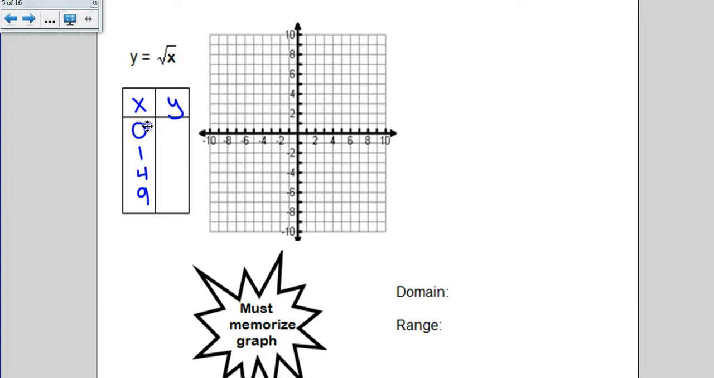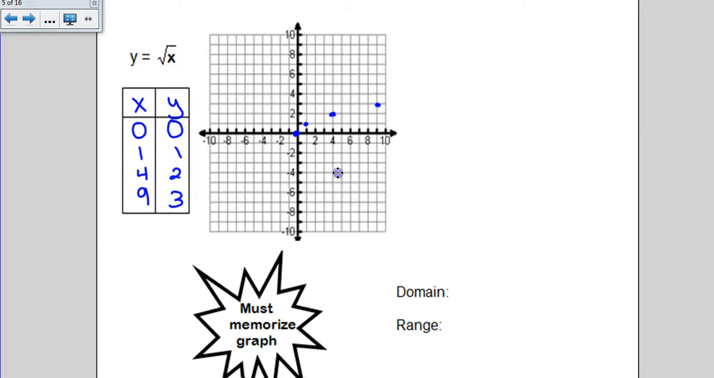So I picked perfect squares. If I were to plug in each one of these, the square root of 0 gives me a 0, square root of 1 is a 1, square root of 4 is a 2, and the square root of 9 is a 3. So let's go ahead and plot these points. And this does continue forever, but I ran out of room, so that's where I'm going to end.